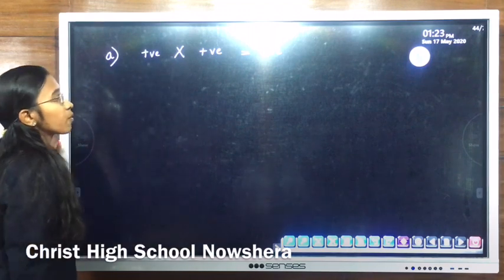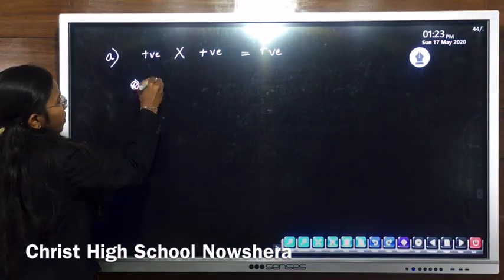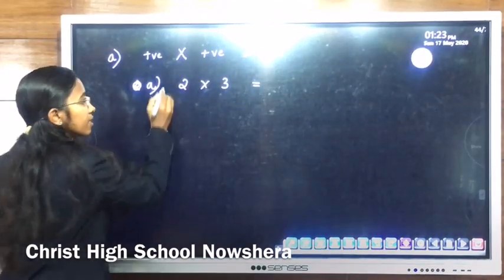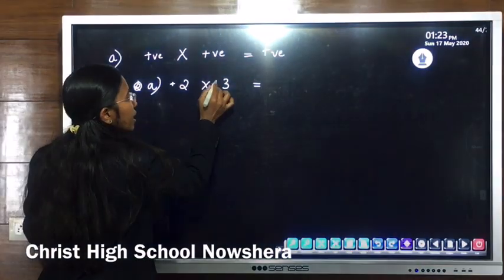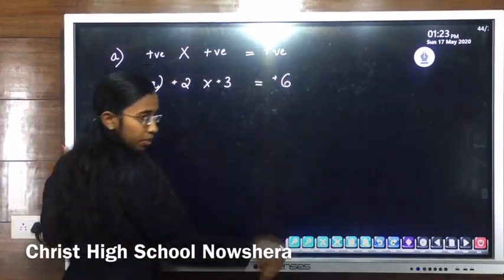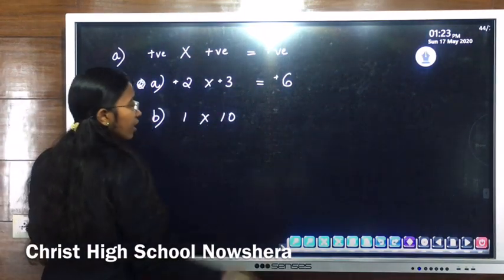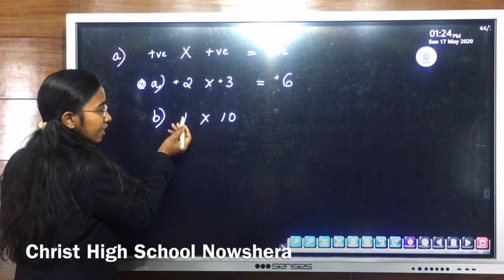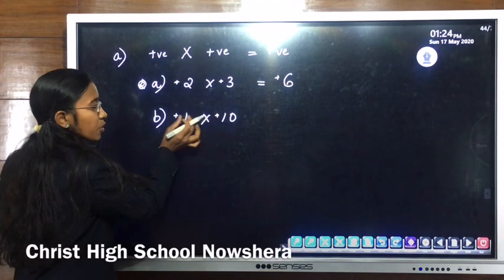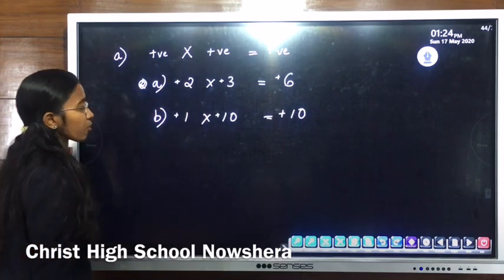So first case, positive into positive is positive. We can check by some examples. For 2 into 3, the sign of 2 is plus and the sign of 3 is also plus. What is 2 into 3? Our answer is 6, that is also plus. Another one, 1 into 10. The sign of 1 is plus, and the sign of 10 is again plus. That is positive into positive. 1 into 10 is 10 and our sign is positive.